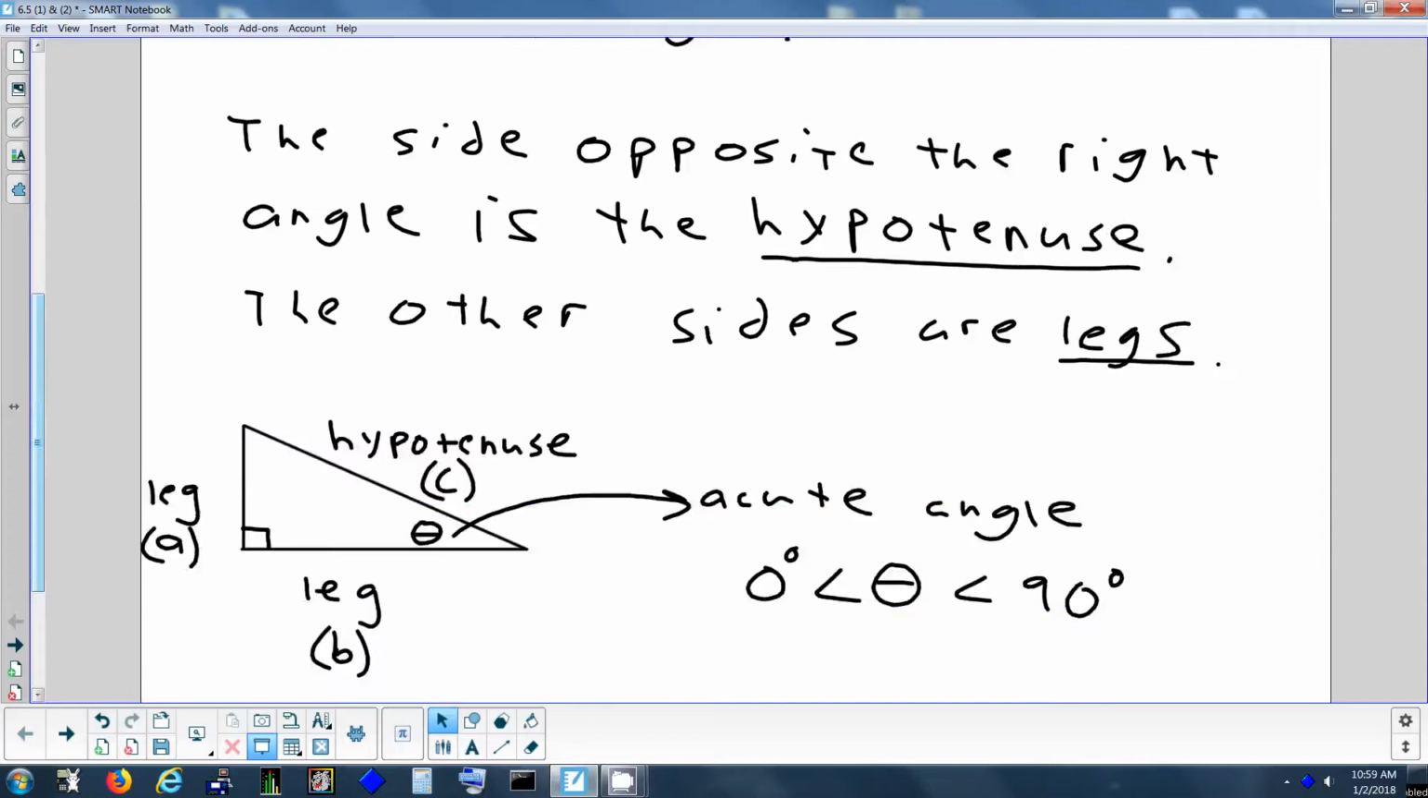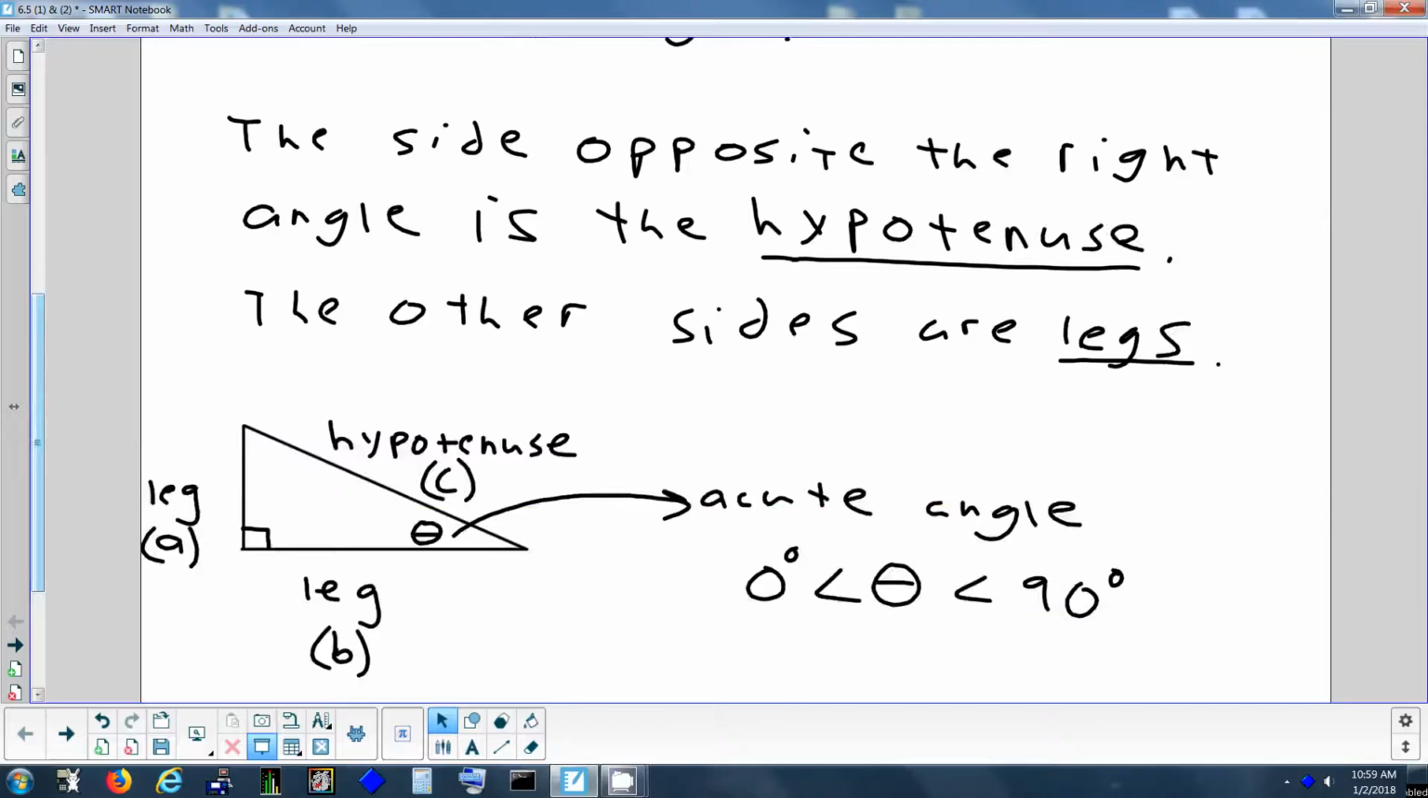Usually when we label the sides of a triangle, we use the English lowercase letters, A, B, C. A and B are usually the legs and C is the hypotenuse. You don't have to do it that way, but that is the way most formulas, especially the Pythagorean Theorem, work.